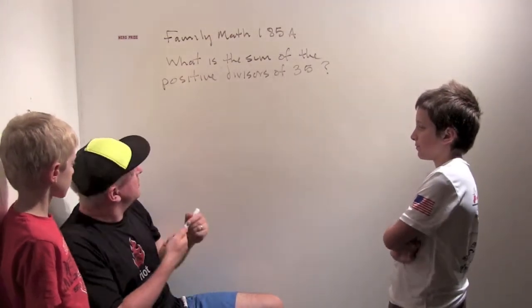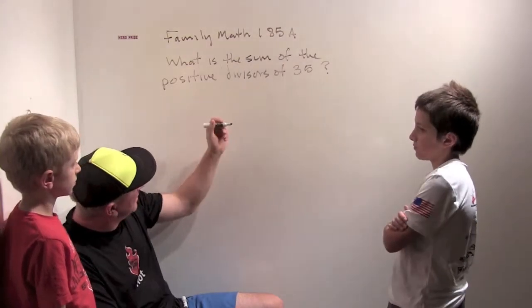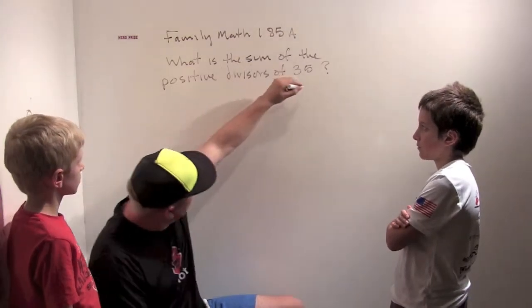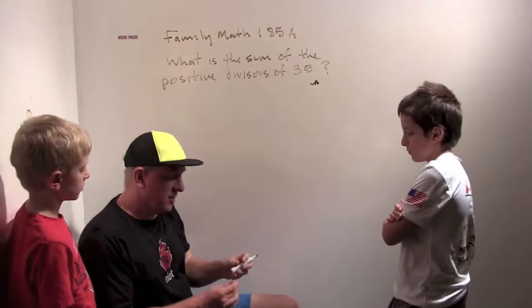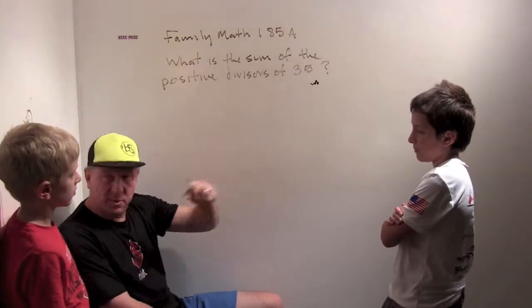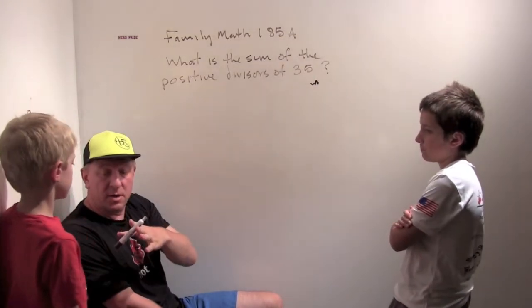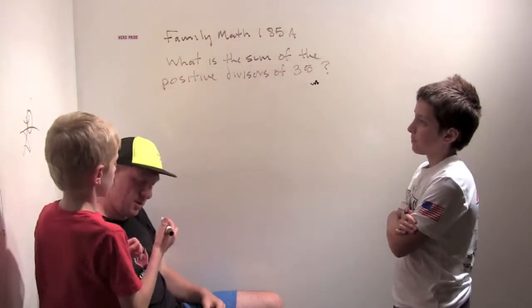So the question is, what is the sum of the positive divisors of 35? And then, oh no, does this marker work? Okay, this is a good marker. So do you understand the question? Yep. Do you want to take a go at how you would approach this question?